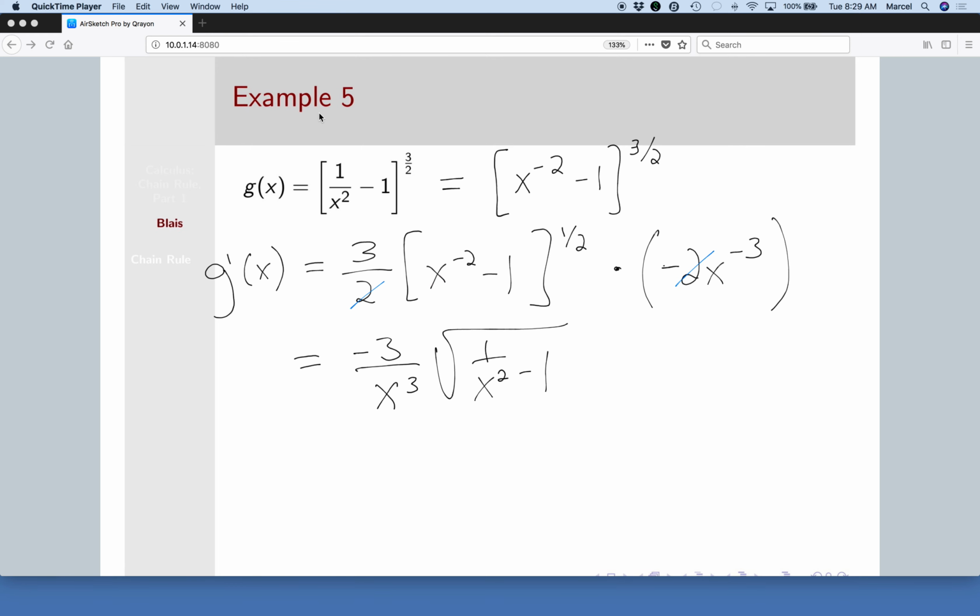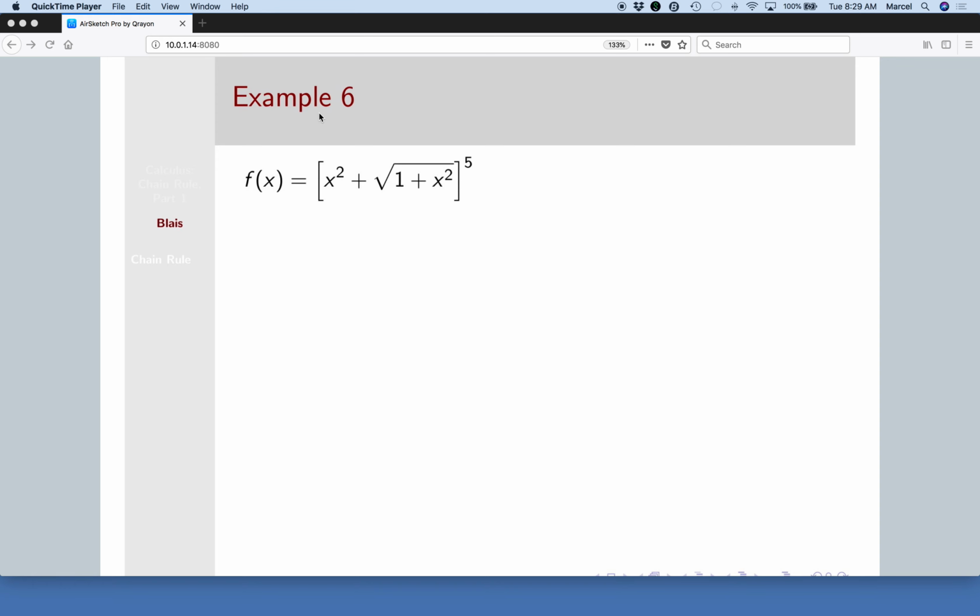Another example, slightly more challenging, and part of the reason to do an example like this is to practice our bookkeeping skills. But again, first, let's rewrite things in terms of powers. So that square root of 1 plus x squared we should write as 1 plus x squared to the 1/2. And now we proceed with chain rule. So let's start with what's inside the square brackets. We'll consider our inner function. Outer function will be all of that raised to the 5th.